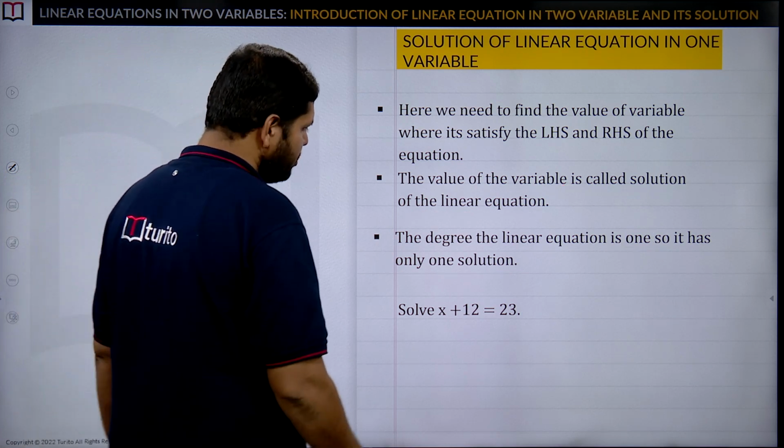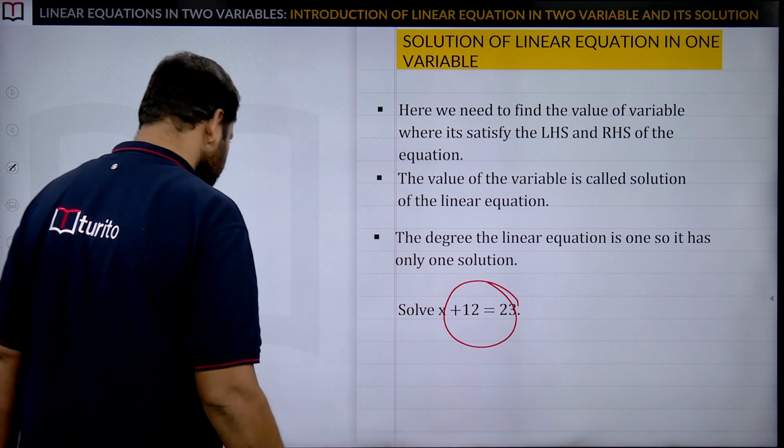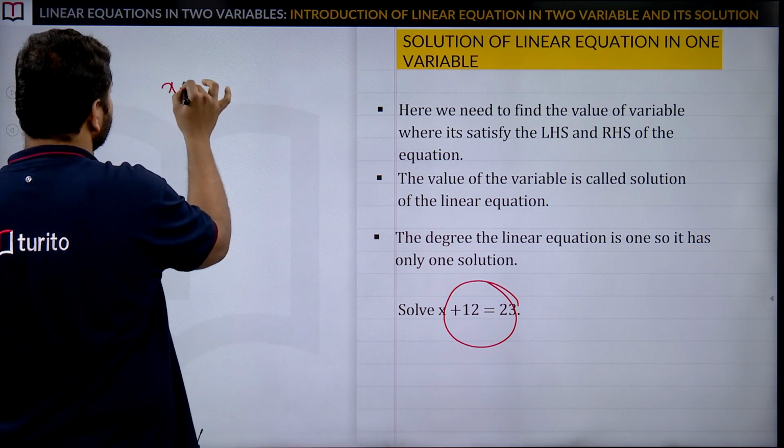Solve x plus 12 is equal to what? 23. So, what is the question, children? x plus 12 is equal to what? 23.